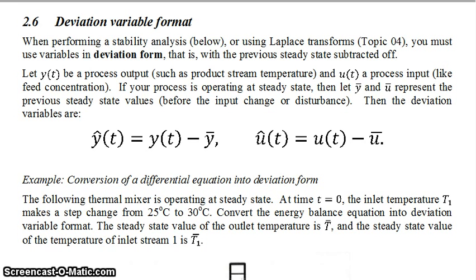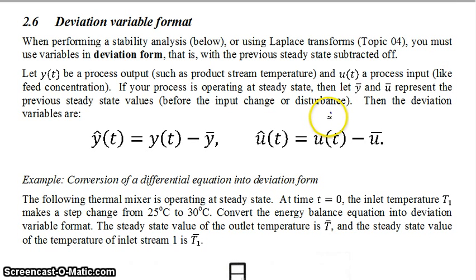So in this example, let y of t be my process output. This could be like our product stream temperature. u of t is a process input, like feed concentration. If your process is operating at steady state, let y bar and u bar represent the previous steady state values before some sort of input change or disturbance happens, right? So typically in this class, at time t equals 0, we'll say some input changes or some set point changes or some disturbance insults the system.